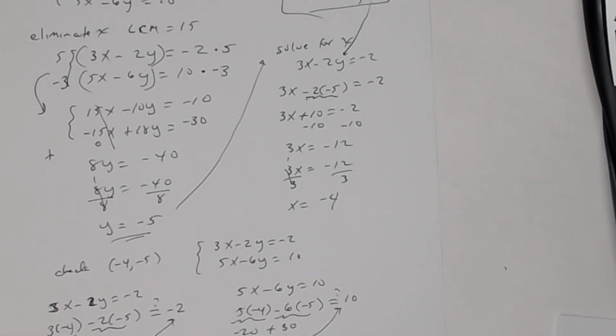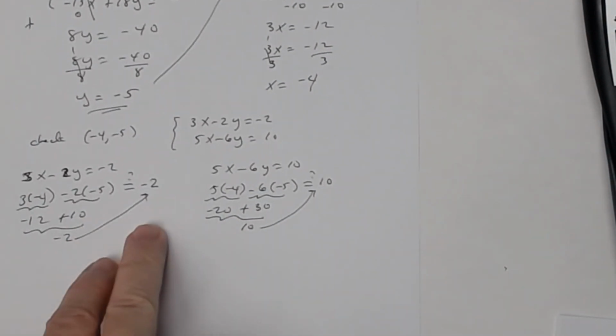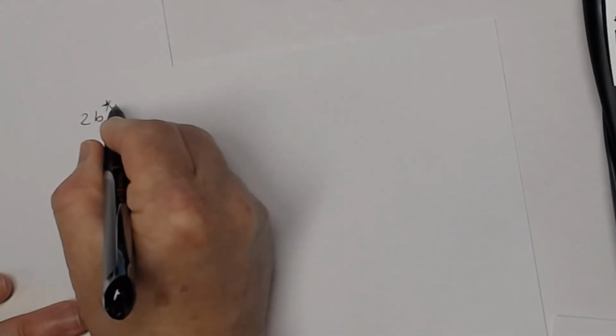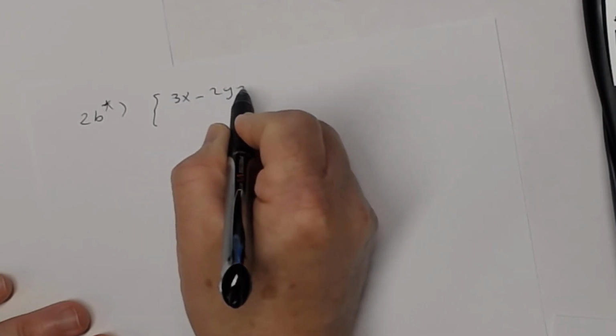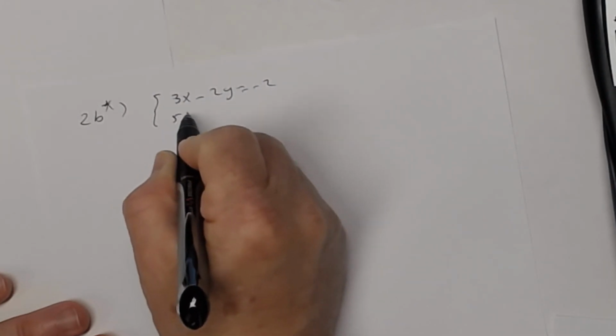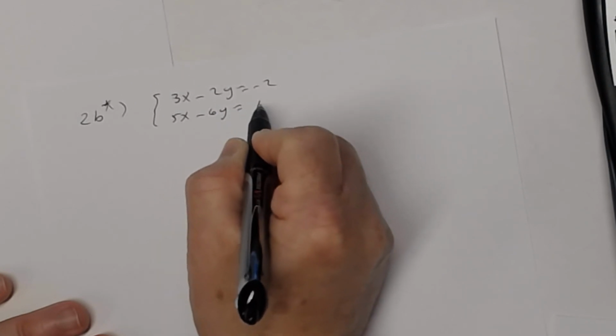So let's just quickly do that. I'm not going to check it because you know how to check it, but we'll just go ahead and eliminate the y's, just because some of you did that. And so here was my original system. It was 3x minus 2y equal negative 2, and then 5x minus 6y equal 10.